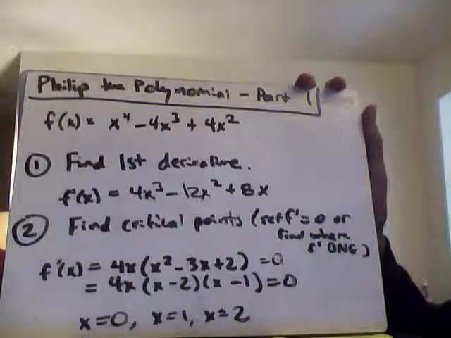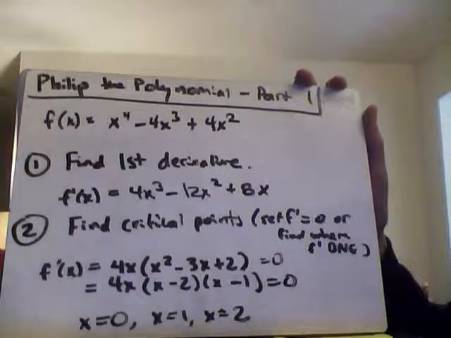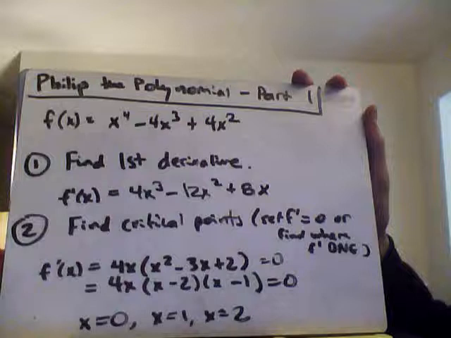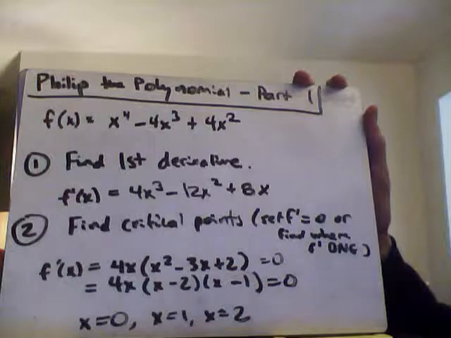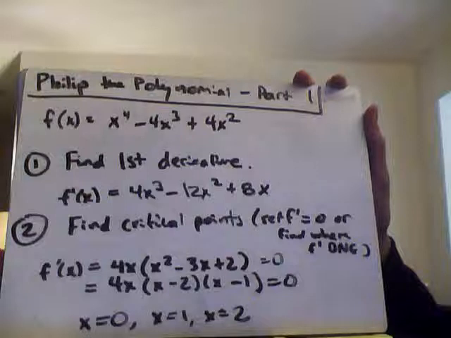Okay. Our next example is about Philip the polynomial, part 1. Philip is a function. F of x is equal to x to the fourth minus 4x cubed plus 4x squared. We want to find whether this function is increasing or decreasing. So naturally our first step is to find the first derivative. The first derivative, whether it's positive or negative, will tell us whether the original function increases or decreases.